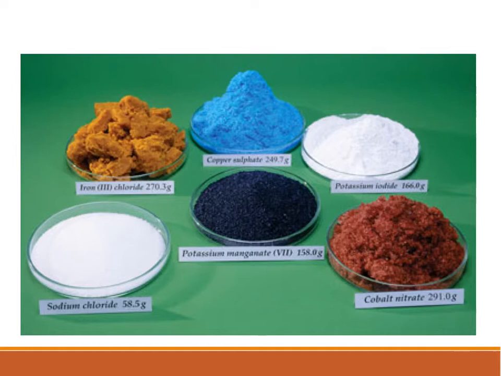Here are some compounds, and those measurements for 1 mole are even larger because you have to count all of the ingredients in the compound. So copper sulfate, this is something that we've worked with quite a bit in class, and its formula is CuSO4. This is copper 2 sulfate. And so you have 1 copper atom, 1 sulfur atom, and 4 oxygen atoms. So there are 6 atoms for every 1 molecule, and there is 1 mole of molecules present, which is why we have 249.7 grams equaling 1 mole of copper sulfate.